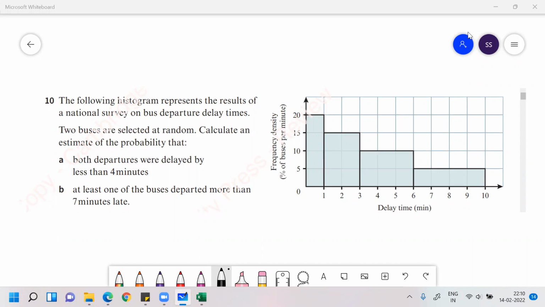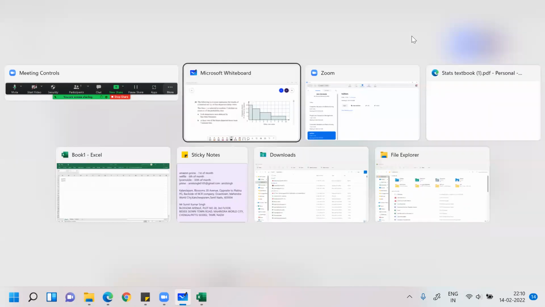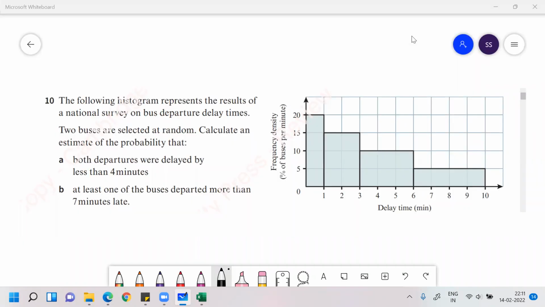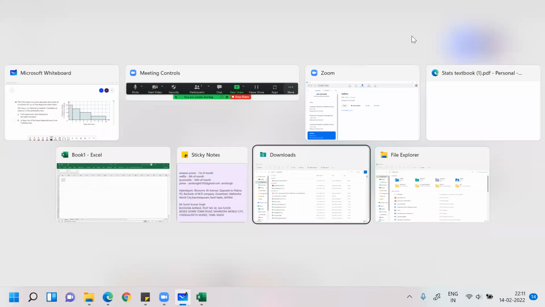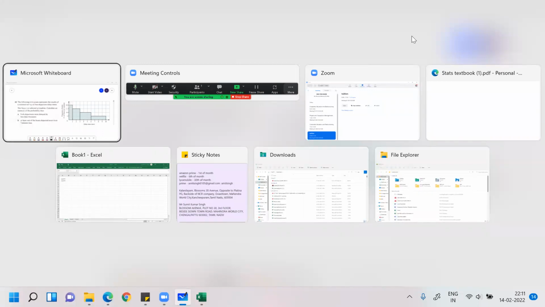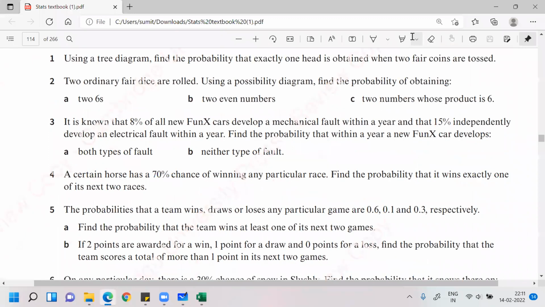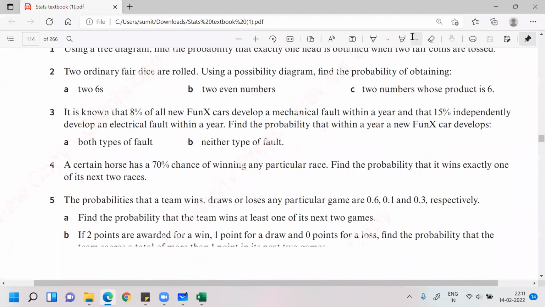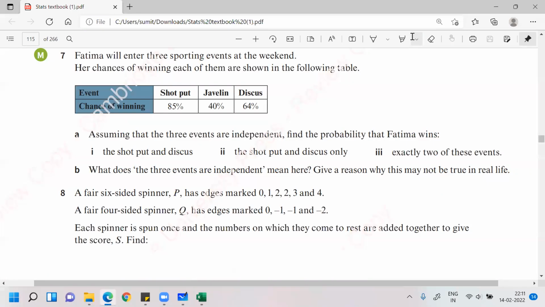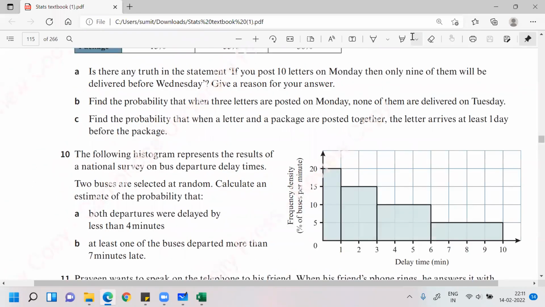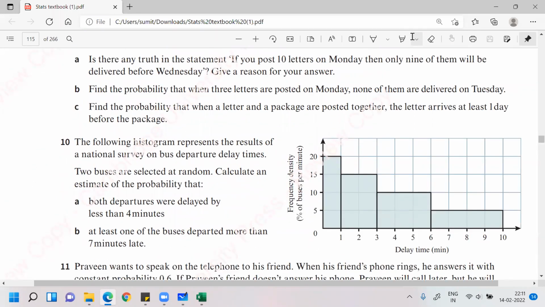Welcome to my class. In this class, we'll discuss question number 10 of exercise 4C from the chapter Probability. So you can see this exercise. It has a lot of questions based on probability, and some are comparatively more difficult than others. One question where students normally find difficulty in exercise 4C is this question number 10. You can see what is given in this question.